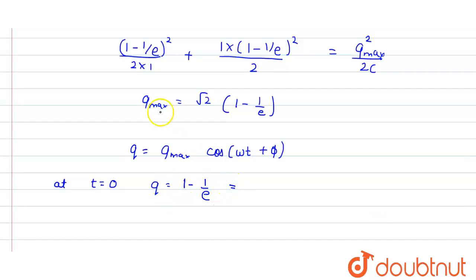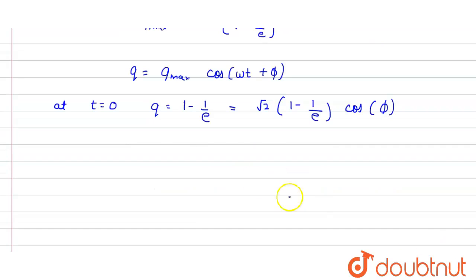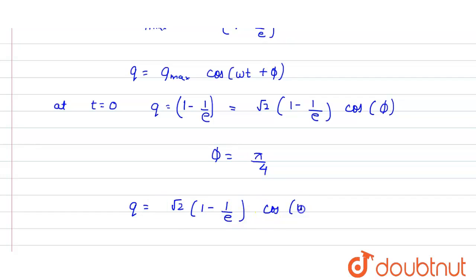If we put the value of charge here, then Q max is root 2 times (1 minus 1 divided by e), cos of, as we put the value of time to be 0, that term would be 0, so it would be just phi. The 1 minus 1 by e term would be cancelled. It would be just cos phi equals 1 by root 2, that means phi would be equal to pi by 4. Now if we put all the values into this expression, then Q would be equal to Q max, which is root 2 times (1 minus 1 divided by e), cos of omega t plus pi by 4.